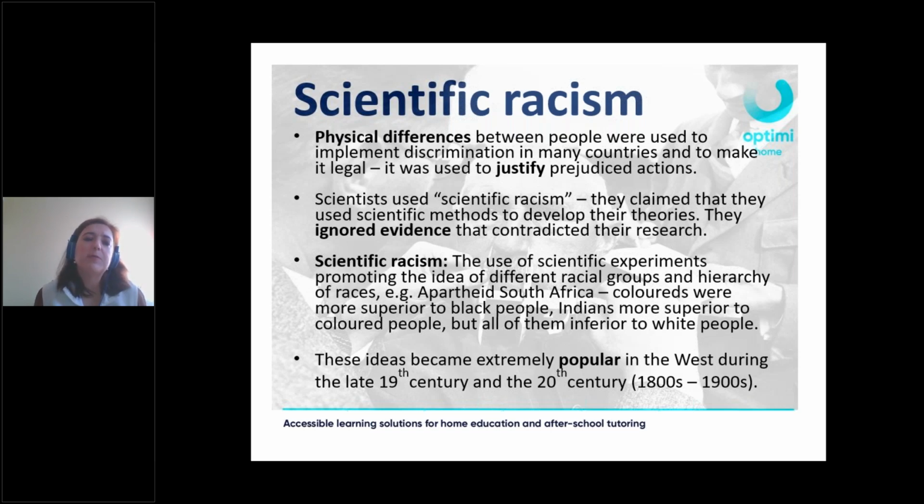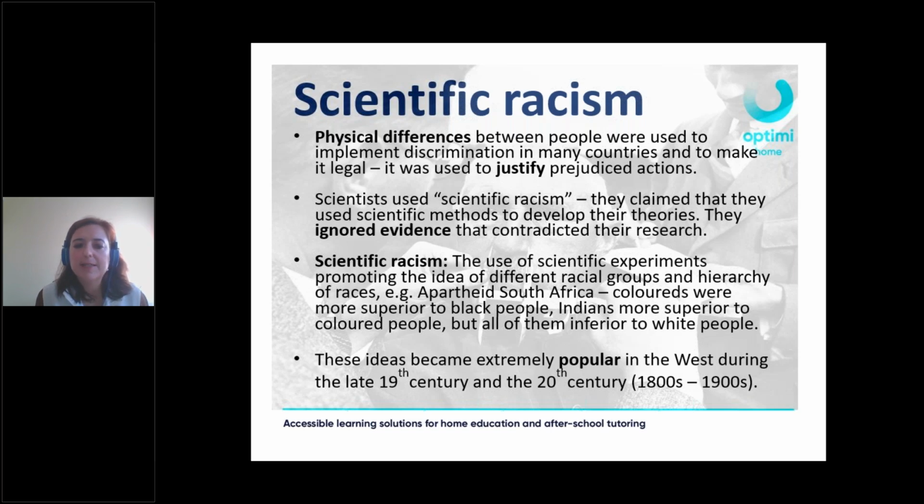Right, so many of these people during the Industrial Revolution and after the Industrial Revolution start to see themselves as superior due to the technologies that they developed and so forth. And many of these countries wanted to be the superior country, not only the superior people, but to be the superior country as such. Right, now what is scientific racism? Scientific racism is the use of scientific experiments, promoting the idea of different racial groups and a hierarchy of races.